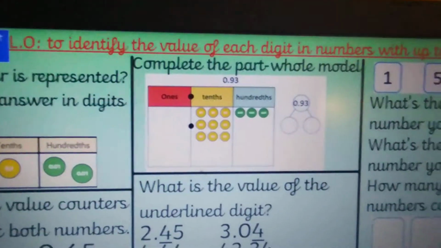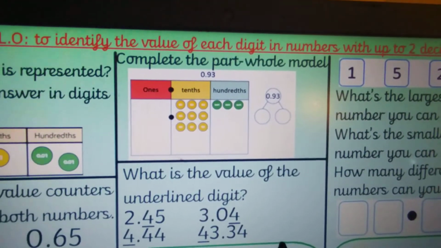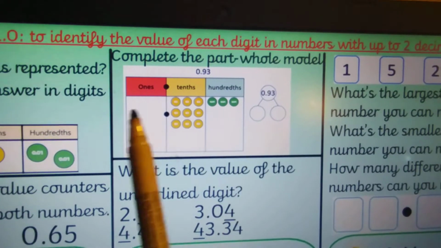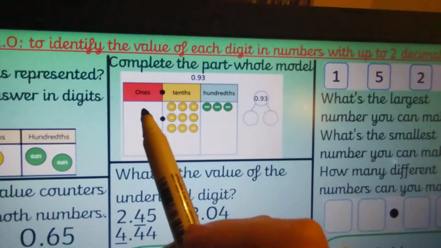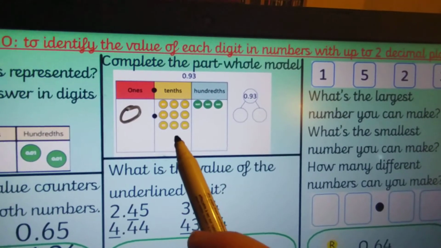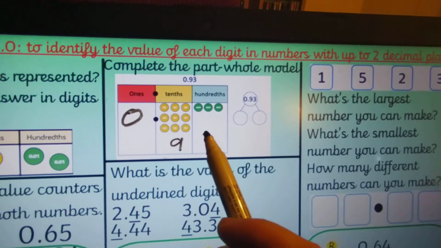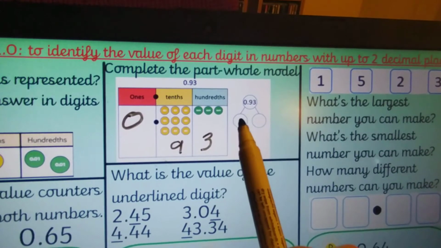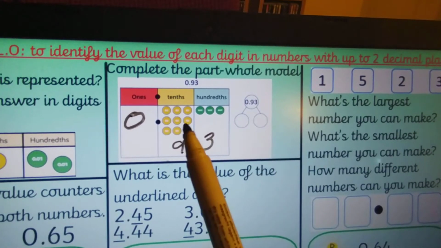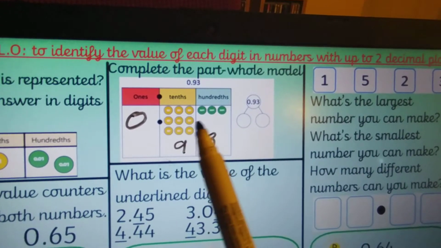Okay, coming up here, we've got complete the part-whole model. So we've got 0.93 as the total, and this here is showing you 0.93. I'll put the 0 in there for you, look. 0.93. So you need to think about what you can write in here and here to split it into your two parts. So thinking about your place value columns here.